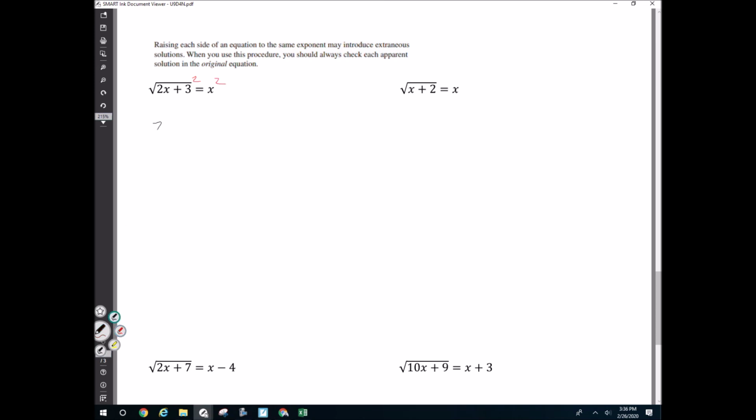I get 2x plus 3 equals x squared, right? Because I have this as a 1/2 power, a 1/2 power squared. We don't square the 2x. We don't square the 3. I get 2x plus 3 equals x squared. How do I solve this?